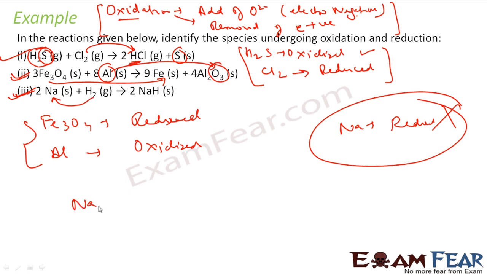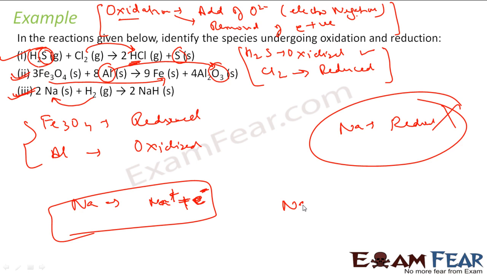If you see, sodium became Na+, and it gave away an electron. I told you one more definition, that oxidation is nothing but loss of electrons. So with this definition, sodium is oxidized. That's why we don't trust the definition of addition of oxygen and removal of hydrogen. These definitions are pretty old. So we'll focus more on the electron transfer definitions. Now we'll try to understand the redox reaction in terms of electron transfer.